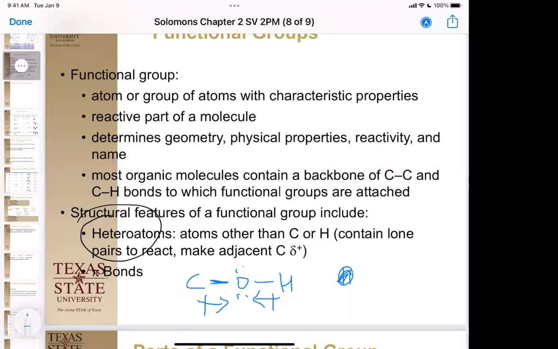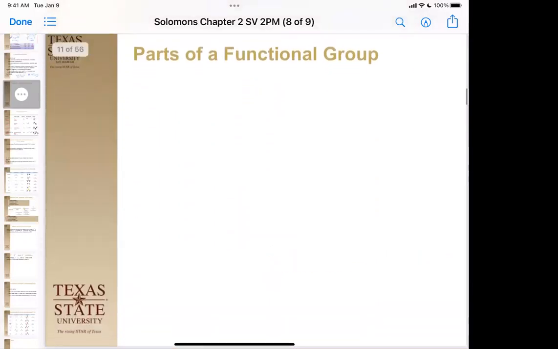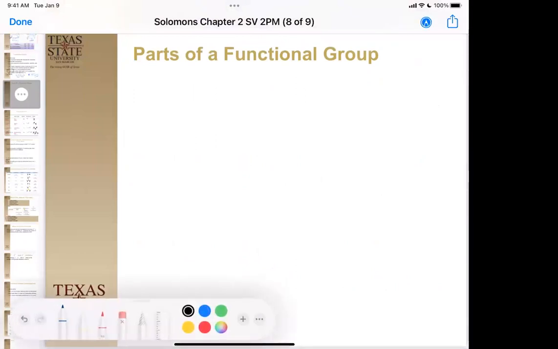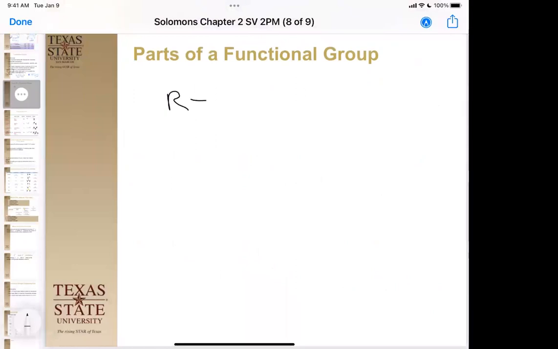Okay, so that's one way to look at those, but then we also have to think about pi bonds. Pi bonds are functionality too. So our carbon-carbon double bond and our carbon-carbon triple bond count as functional groups. Even though they're not heteroatoms, they're carbon-carbon, that pi bond gives us functionality. Okay, so that means we need to talk about the different parts of a functional group. Hydrocarbons are boring, but we can represent them with a general term that we call R. R can be any hydrocarbon.